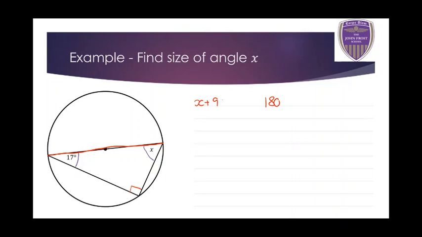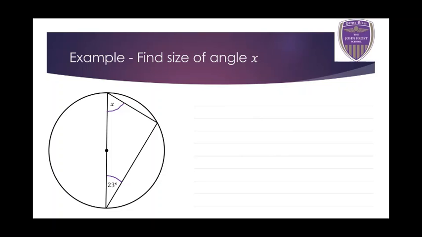So x plus 90 plus 17 degrees is equal to 180. x plus 107 equals 180. x is 180 take away 107. Therefore, x equals 73 degrees. Okay, just like that. One more example. Again, I've got a straight line going through the center point of a circle, and I've made a triangle using those points. So I know we've got another right angle triangle here.